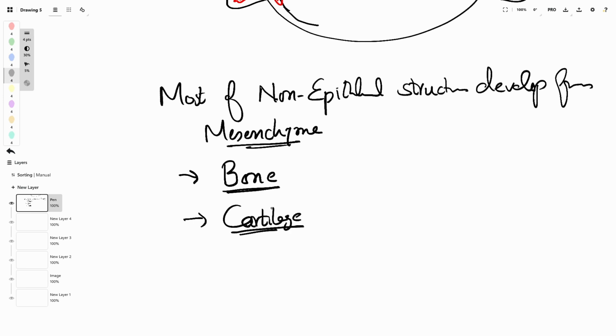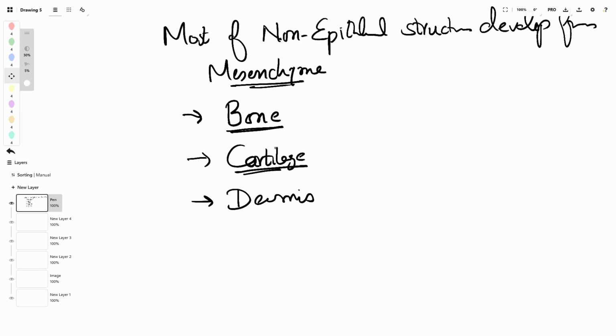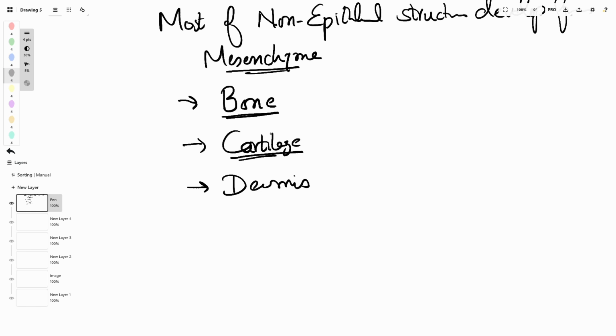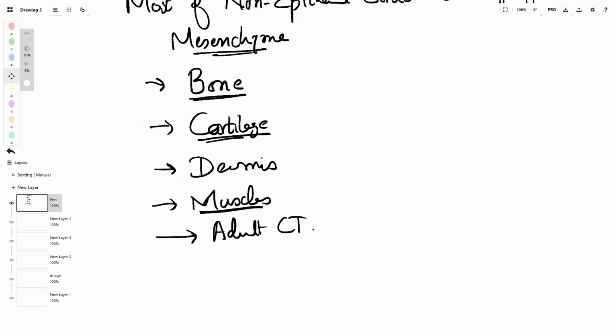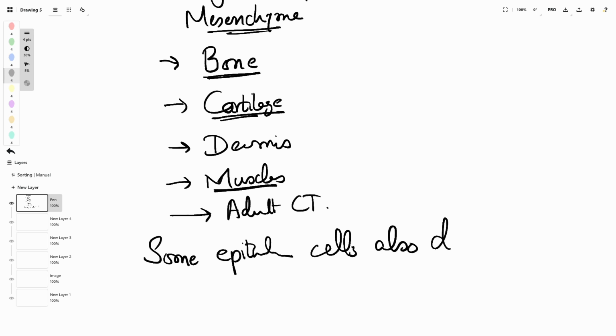It is a specialized connective tissue, right? And then we have dermis, which is the connective tissue of your skin. And then of course muscles. These are technically not connective tissue, but these are of course non-epithelial structures. And of course our adult connective tissue also arises from mesenchyme. So most of the non-epithelial structures develop from the mesenchyme. Even some epithelial cells also develop from mesenchyme. So it is a very important structure.